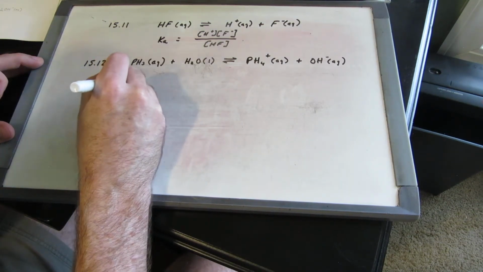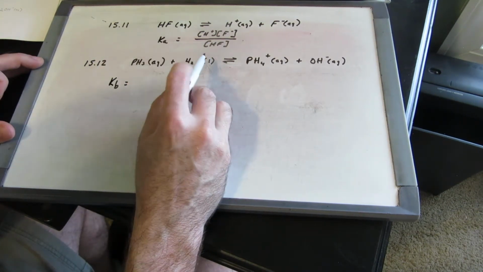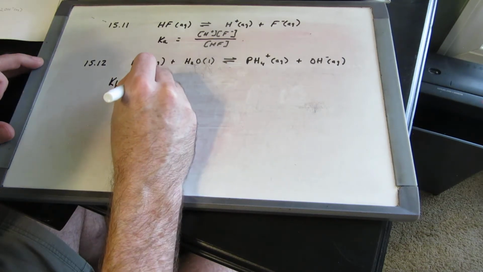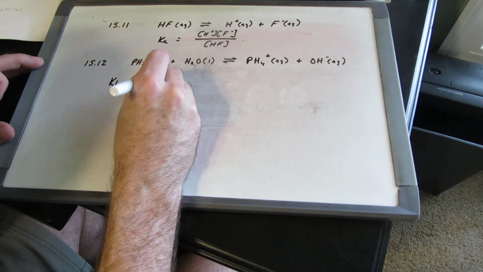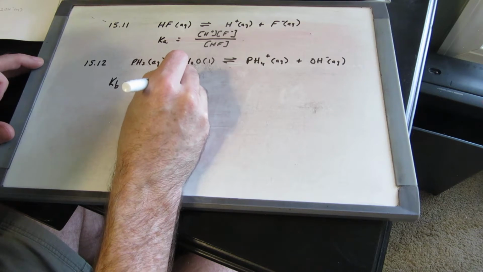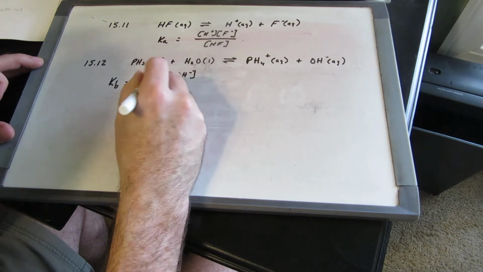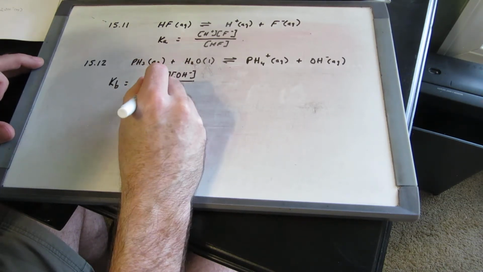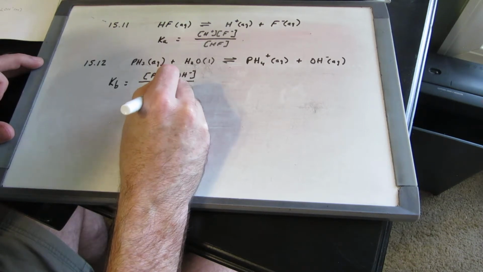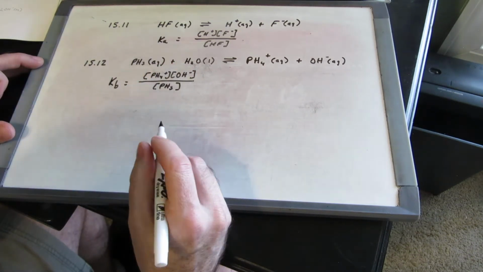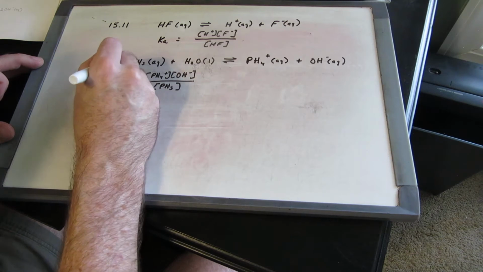K sub B, then, we're going to exclude the liquid H2O. So it's PH4 times OH minus over the concentration of PH3. So that is part A.